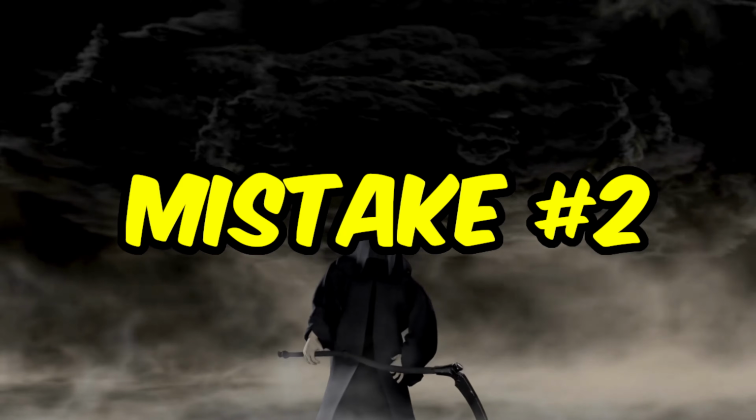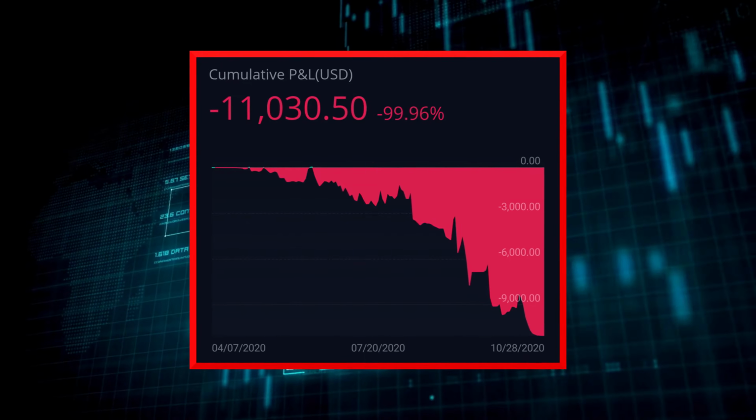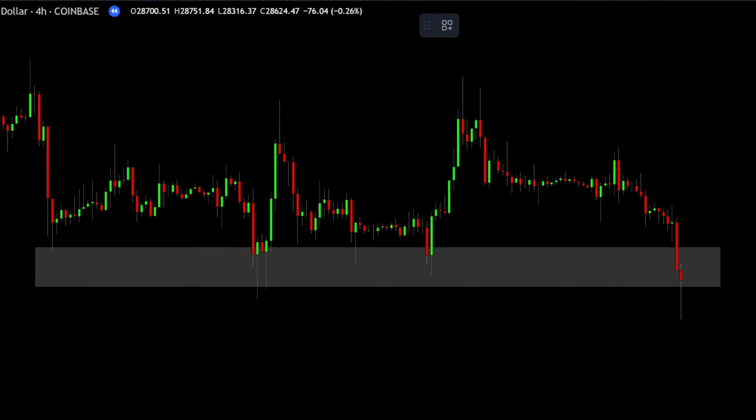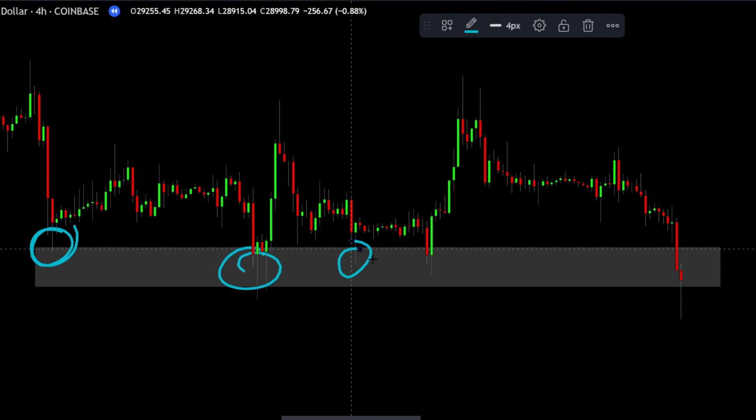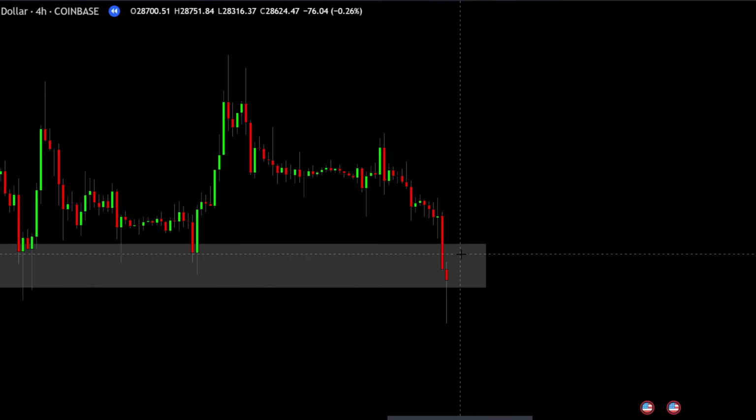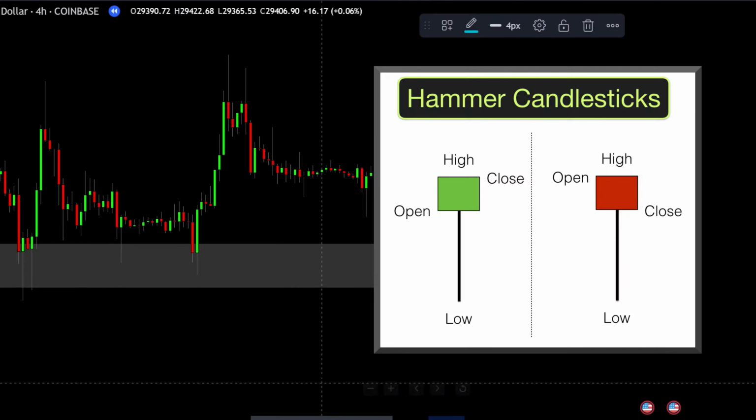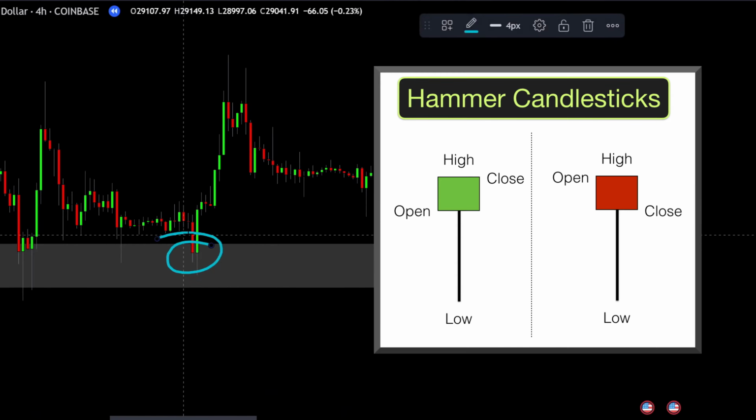Mistake number 2 is something that can really destroy trading accounts. Let's take a look at this Bitcoin chart right here. As you can see, here on the chart we have identified a very clear support level. And on this candle right here, we saw a bullish hammer candle coming in at a support level.